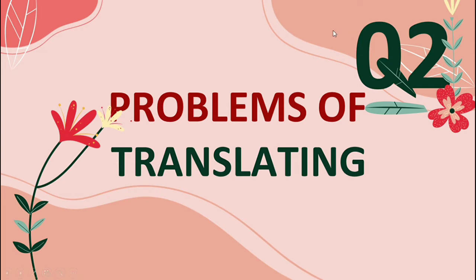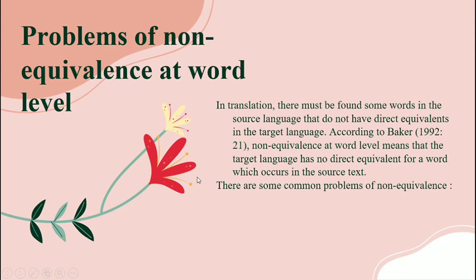Here I want to continue with the next material, which is called problems of translating and problems of non-equivalence at word level. In translation, there must be some words in the source language that do not have direct equivalence in the target language. According to Baker, non-equivalence at word level means that the target language has no direct equivalent for a word which occurs in the source text. There are some common problems of non-equivalence.